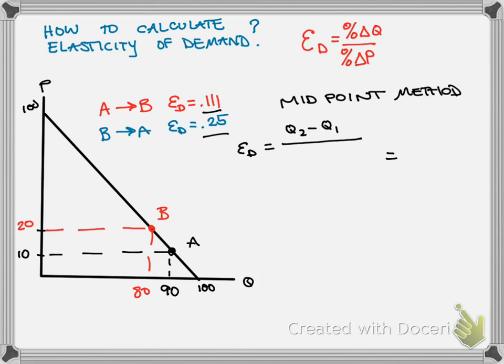Q2 minus Q1, so let's go from A to B. So we get 80 minus 90, and we do the midpoint. And the midpoint we can just visually see as 85. Well, the way we actually calculate midpoint looks just a little uglier. We do Q1 plus Q2 divided by 2. And that's the mathematical equation for the midpoint. So in this case, it would be 80 plus 90, which is 170, divided by 2, which is 85.